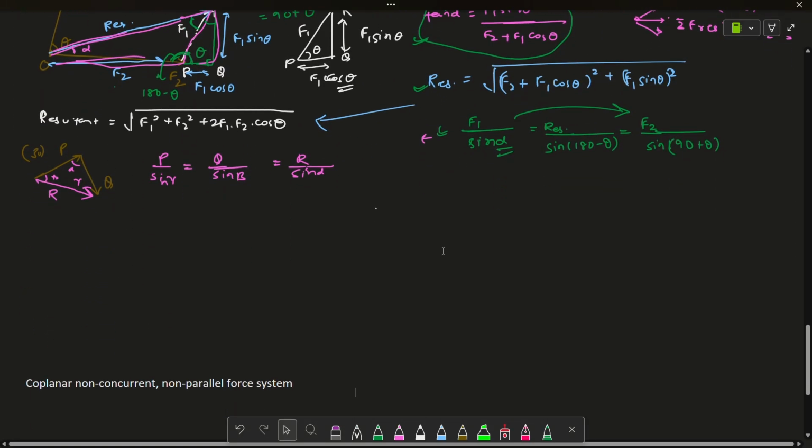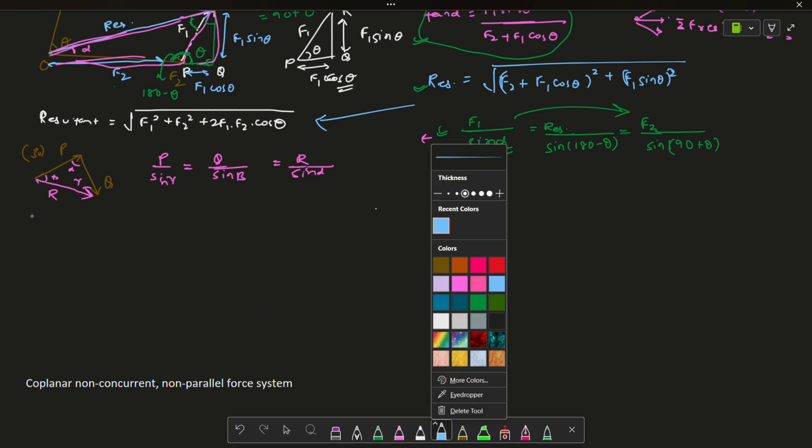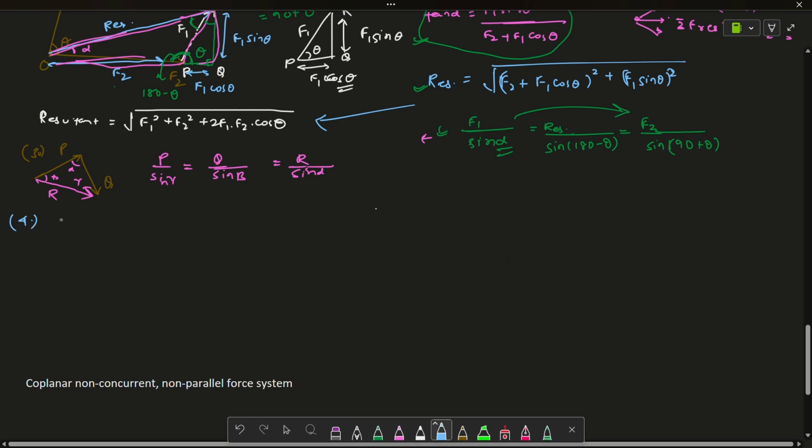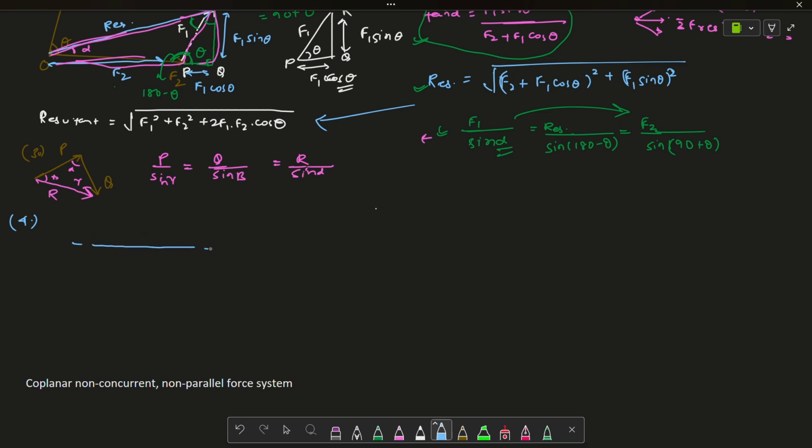Now the fourth point is coplanar parallel forces. That means let's suppose a line is there and in a plane plenty of forces are acting. Let's suppose P, Q, R. If you want to calculate the resultant of these forces, you can simply write the summation of F, taking this direction as positive and this direction as negative. So we will write P plus Q minus R.